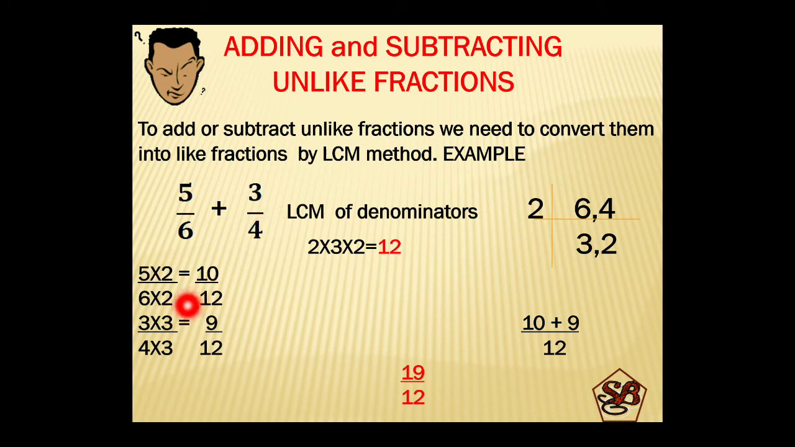Coming to the next fraction, 3 by 4. 4 multiplied by 3 will give us 12. We multiply the numerator also by 3. 3 3s are 9. Now the two like fractions that we have got are 10 by 12 plus 9 by 12. Now we can add these fractions very easily. 10 plus 9, and the denominator as it is, 12. So the final answer is 19 by 12.